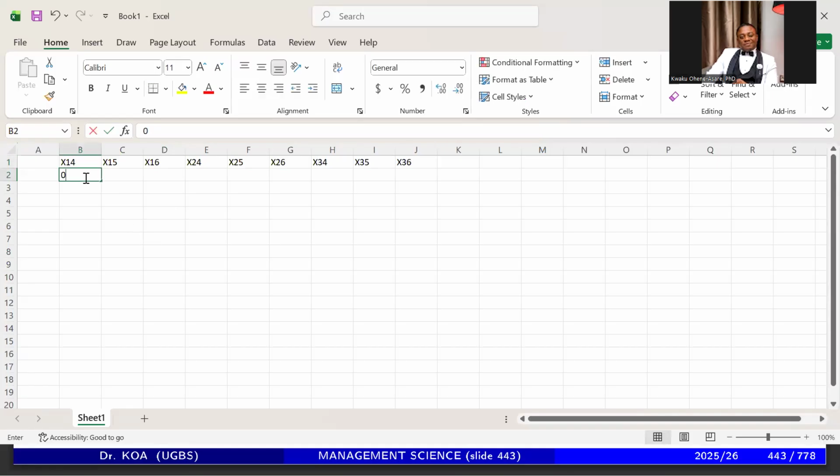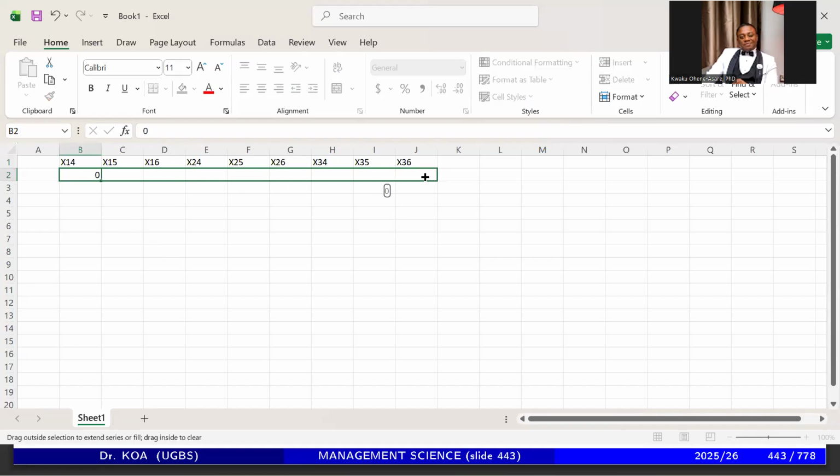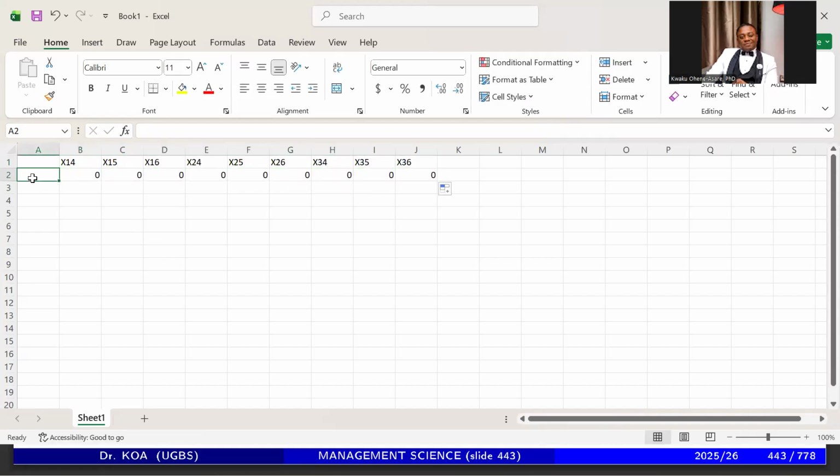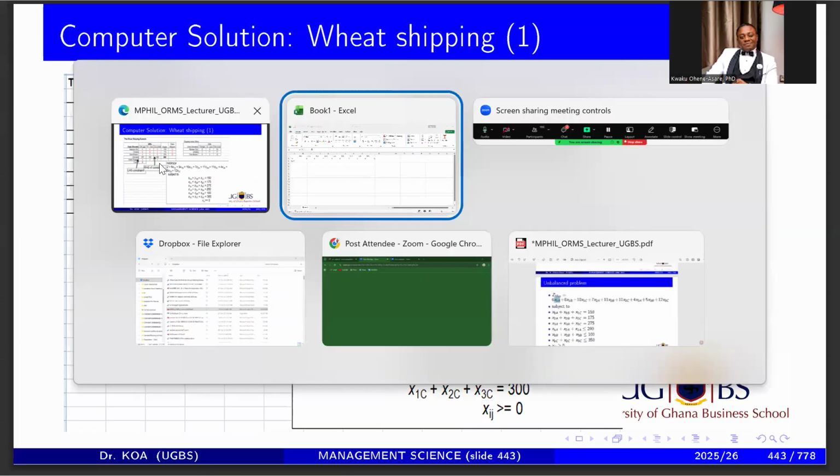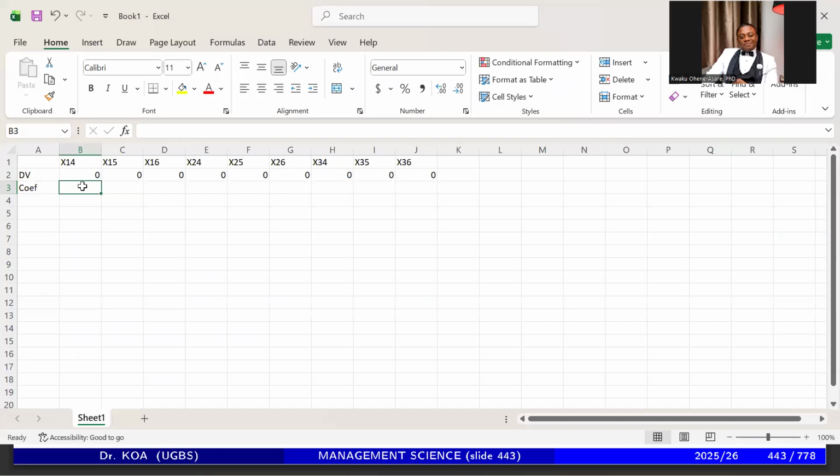You're going to put zeros under each one of them like this. So we call this left side DV for the decision variables. And below that, you call COS for the coefficient. Each one of them had a coefficient. So you can see it here. You have 6, 8, 10. So that's the first one. So I'm going to write 6, 8, 10.